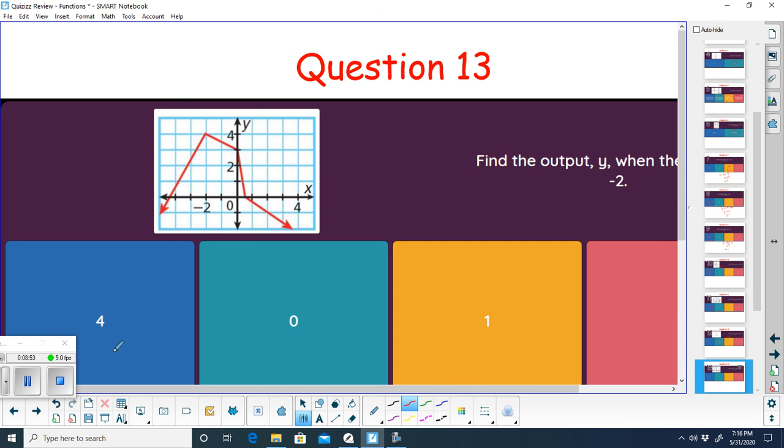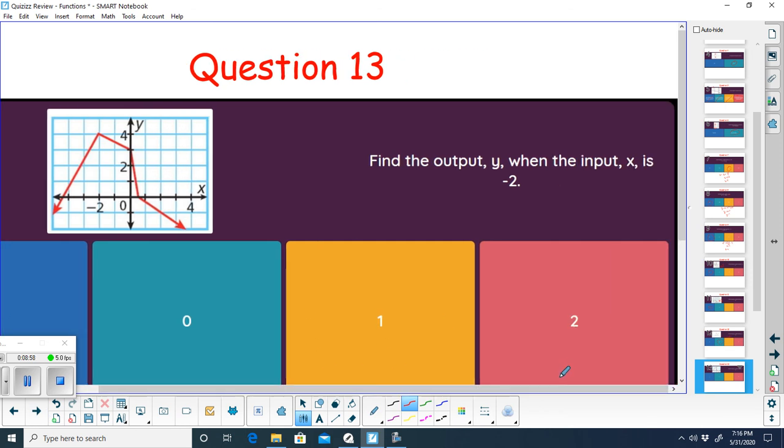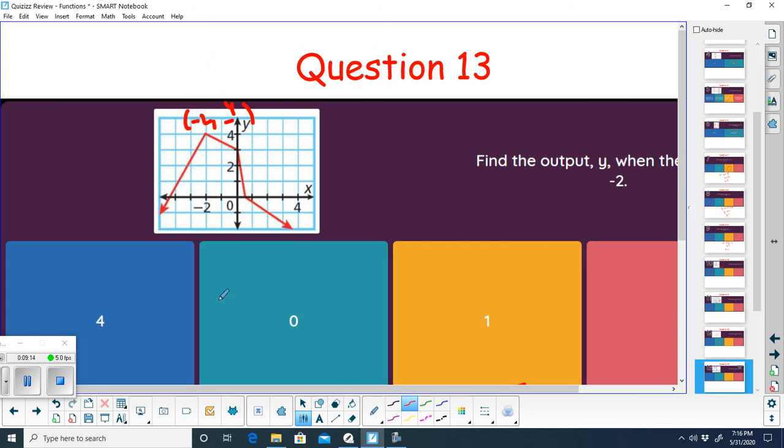Moving onward. Find the output y when the input x is -2. So when x is -2, what's my output? What's my y? Well, my y is right there, so it's +4. So the correct answer here is 4, and I don't see it, so I'm guessing, yep, there it is right there. So when x is -2, y is 4.